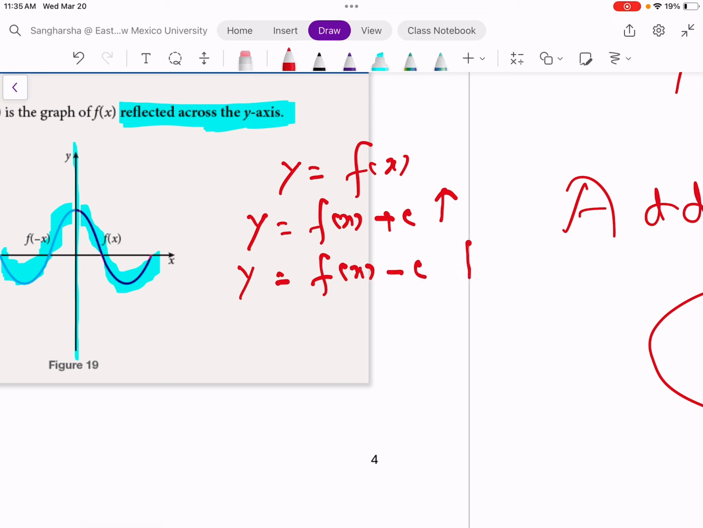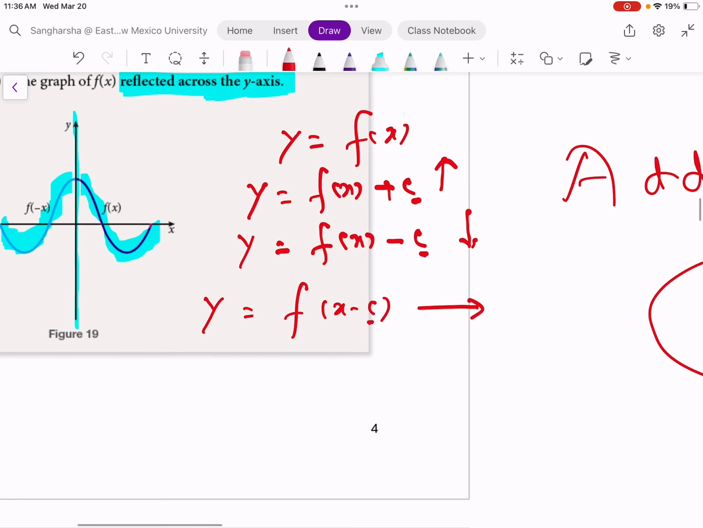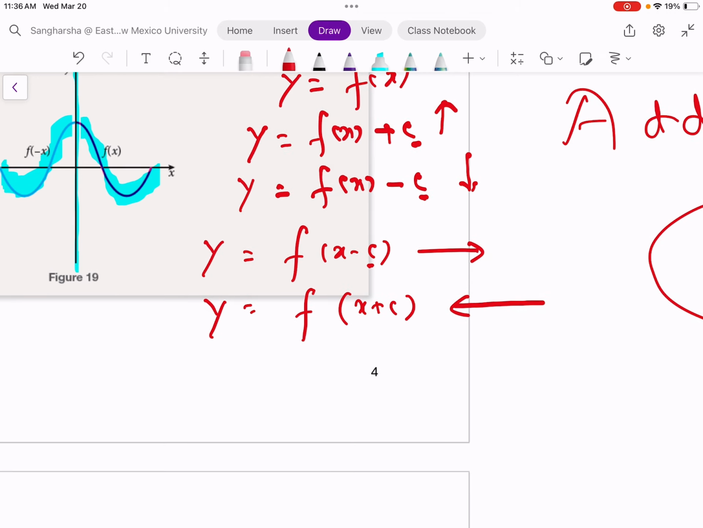It goes down. Now if you replace x of a function by x minus c, what happens to the graph? It goes right by c units. Similarly it goes down by c units or up by c units, whatever number you are using. If you replace x by x plus c, what happens to the graph? It goes left.